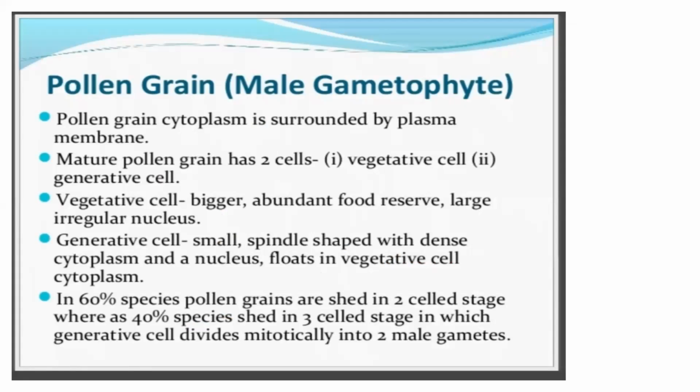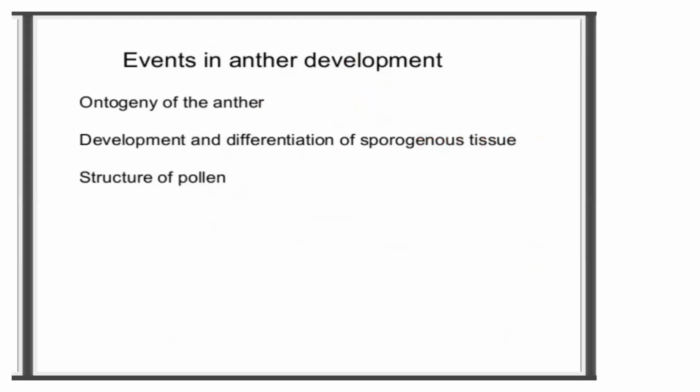Mature pollen grains have two cells, the vegetative cell and the generative cell. The vegetative cell is bigger, with abundant food reserve and a large irregular nucleus. The generative cell is small and spindle shaped, with dense cytoplasm, and its nucleus floats in the vegetative cell cytoplasm. In 60% of species, pollen grains are shed at the two-celled stage, whereas in 40% they are shed at the three-celled stage, in which the generative cell divides mitotically into two male gametes.